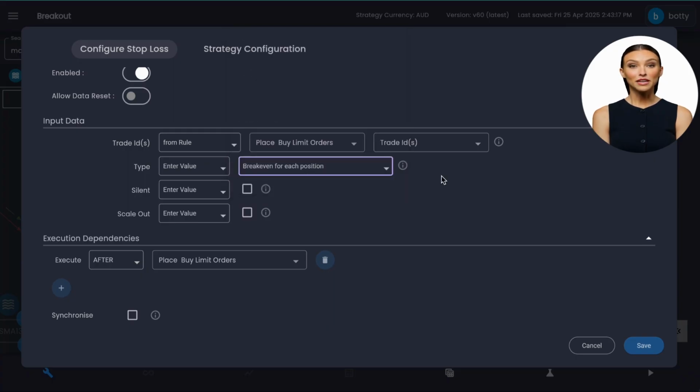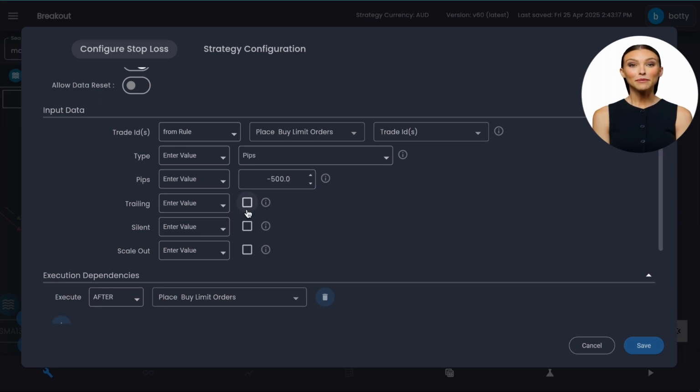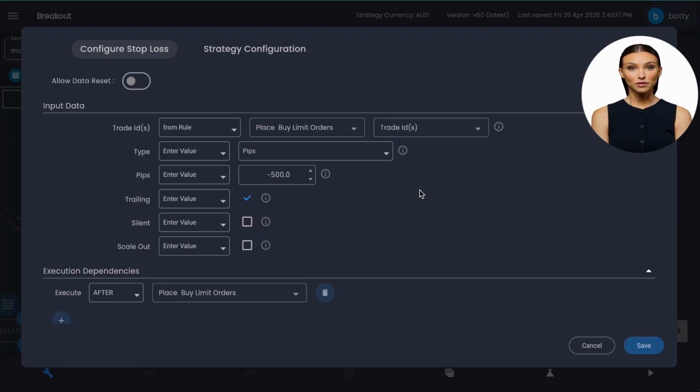Once a stop-loss has been configured, in this example, let's set a stop-loss to 500 pips, you can enable the trailing option. This moves the stop-loss dynamically with the market price, maintaining a maximum fixed distance from the current spot price as the price moves in your favor. This is typically used in trend-following strategies where you want to ride the momentum while protecting against sudden reversals.